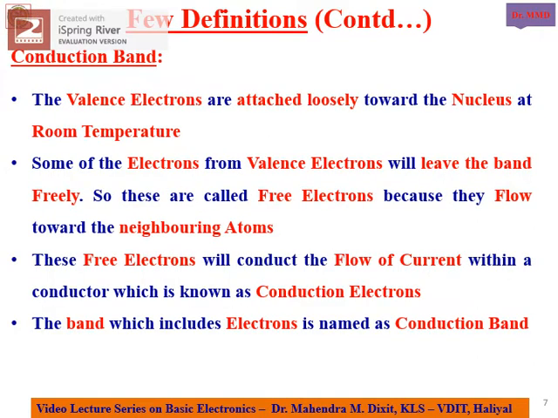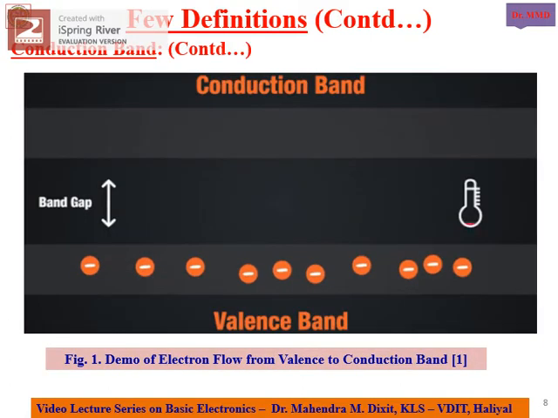And of course the conduction band: it is nothing but the valence electrons which are attached loosely to the nucleus at room temperature, and some of such electrons from the valence electrons will leave the band freely. So they are called free electrons because they flow toward the neighboring atoms. These free electrons will conduct the flow of current within the conductor, which is nothing but the conduction of electrons, and the band which includes these electrons is named the conduction band. These are also very essential with respect to the conduction band.